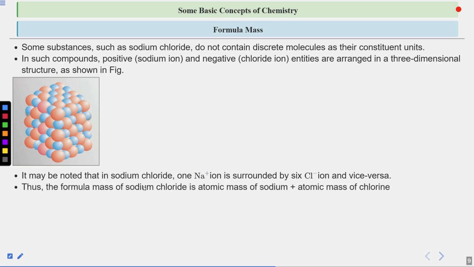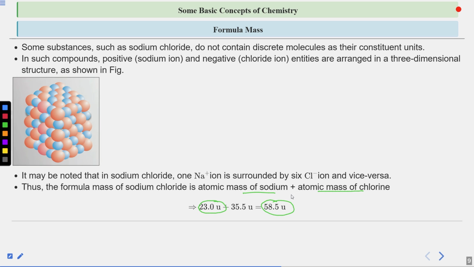Therefore, for sodium chloride, we define formula mass, which is calculated in the same way as the molecular mass, that is, the atomic mass of sodium plus the atomic mass of chlorine. Since we have 1 as the stoichiometric count, we don't have to worry about the multiplying factor. We are simply adding the atomic mass of sodium and the atomic mass of chlorine. Then we get 23.0 U, which is the atomic mass of sodium, plus 35.5 U, which is the atomic mass of chlorine. This will be equal to 58.5 U. So this value is the formula mass of sodium chloride.